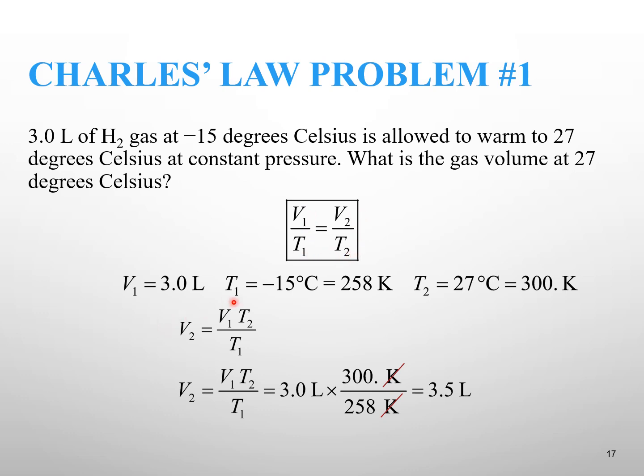So negative 15 Celsius turns into Kelvin: plus 273 equals 258 Kelvin. 27 plus 273 equals 300 Kelvin. So what you want to do is solve for V2. That means it's V1 over T1 times T2. Okay, so let's plug it in. V1, 3 liters, over T1, 258 Kelvin, times T2, 300 Kelvin. And you should get your answer as 3.5 liters.